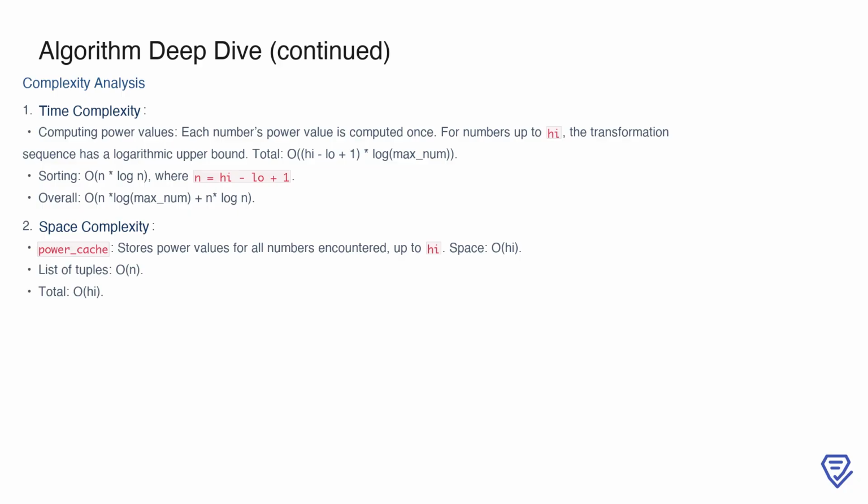For space complexity, the power_cache dictionary stores power values for all numbers encountered, which requires O(high) space in the worst case. The list of tuples also requires O(n) space. Therefore, the total space complexity is O(high). These complexities ensure that the algorithm performs well even for large input ranges, thanks to the memoization and sorting optimizations.